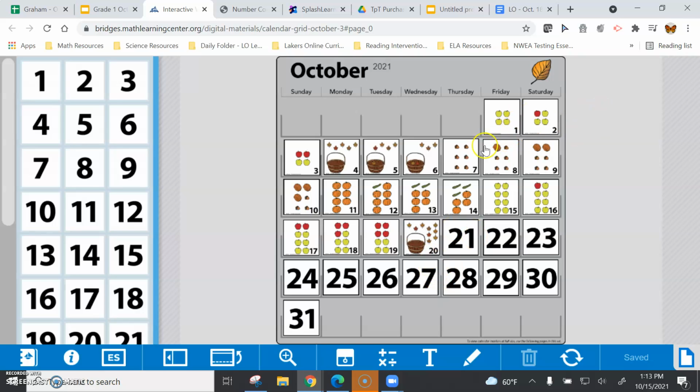Wow, if you remember, we had apples, leaves, acorns, chestnuts, pumpkins, and zucchini. And then we started back over with the apples because now we see leaves. What do you think will be on today's cards, friend? Let's find out together.